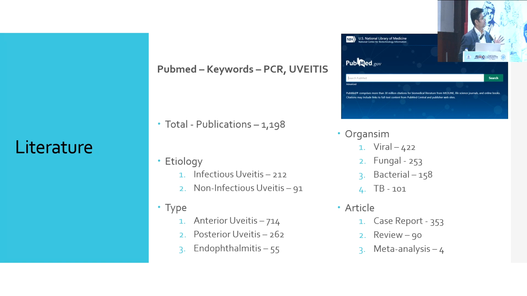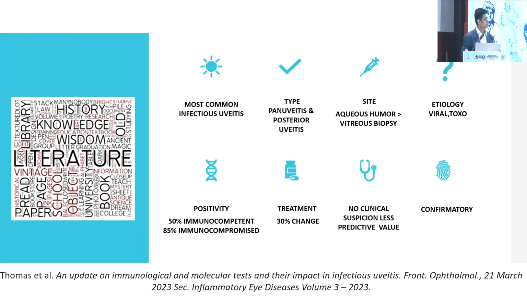So if you search PubMed right now, you will find some 1200 publications, and mostly PCR is utilized for infectious etiologies, and the ones in which it has been done are basically anterior uveitis, and the common organism is viral. So what do we learn? Mostly it is to rule out infectious etiologies. In the Indian scenario, most of the time it has been done for posterior uveitis like retinitis. The site is more commonly aqueous than vitreous, and the etiology, as I said, is both viral and toxo.